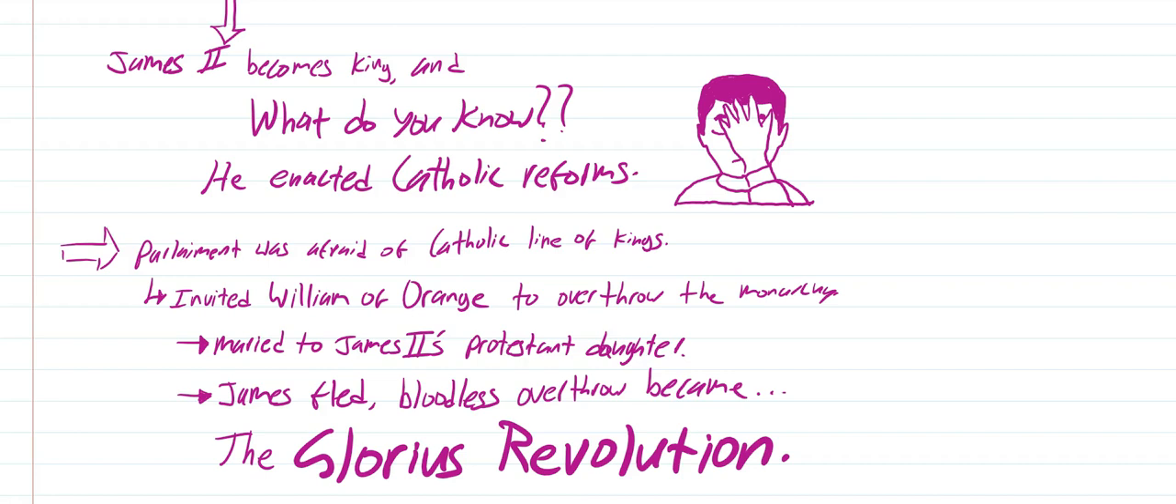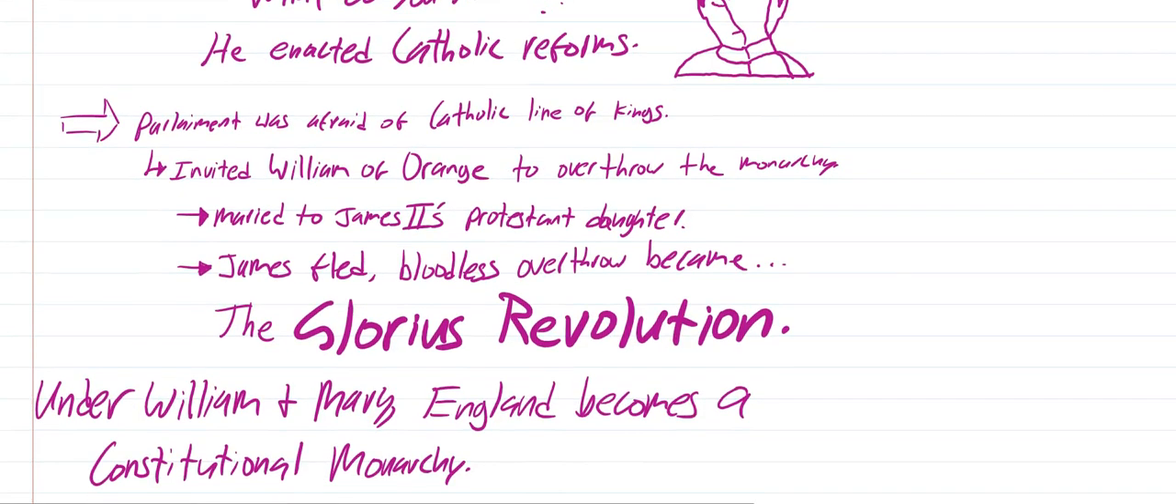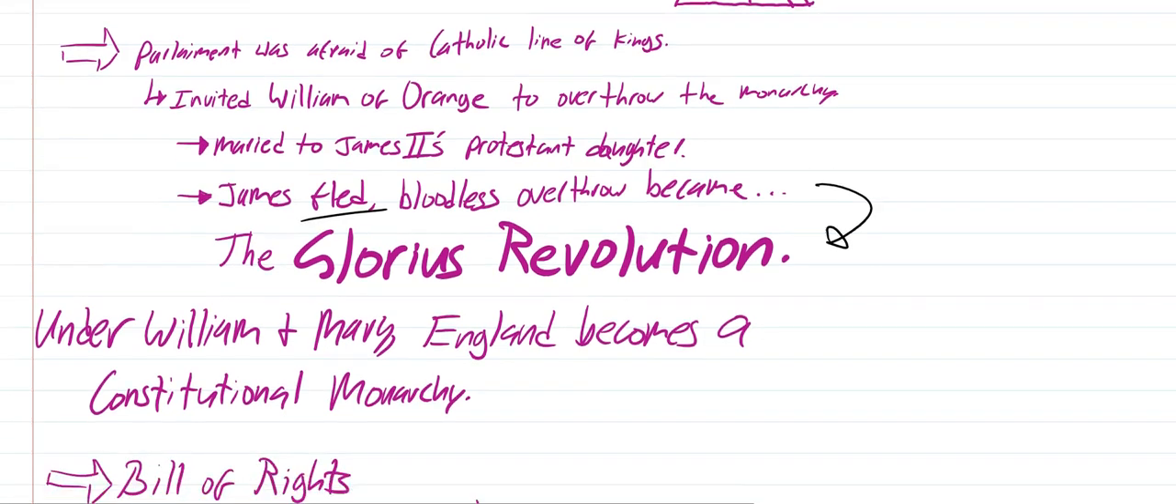Now, William of Orange was married to Mary, the daughter of James II. So there would be that level of validity there to the English line. They invited him to overthrow James, and so he gets his army, and they march on London, to which James just runs away. He fled to France, and it was a bloodless overthrow that's now known as the Glorious Revolution. So under William and Mary, England adopts a constitutional monarchy.